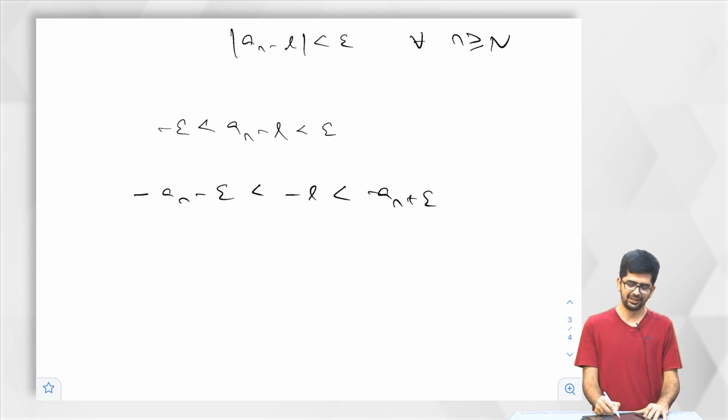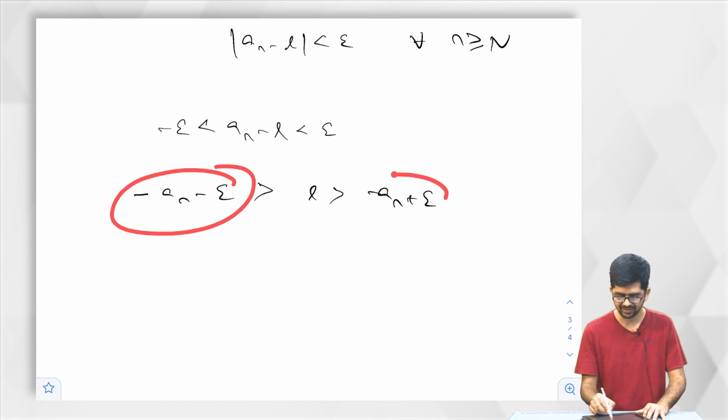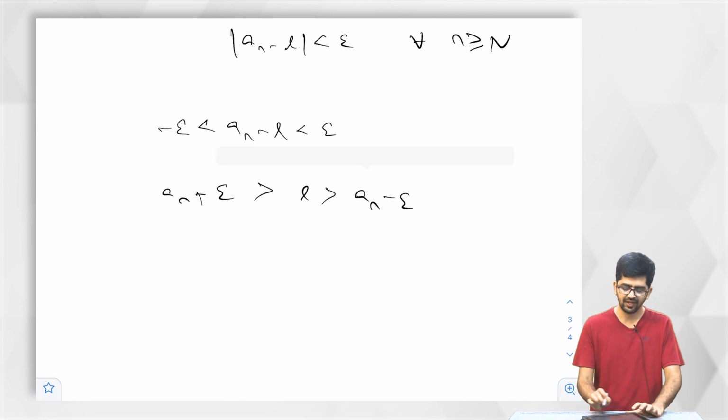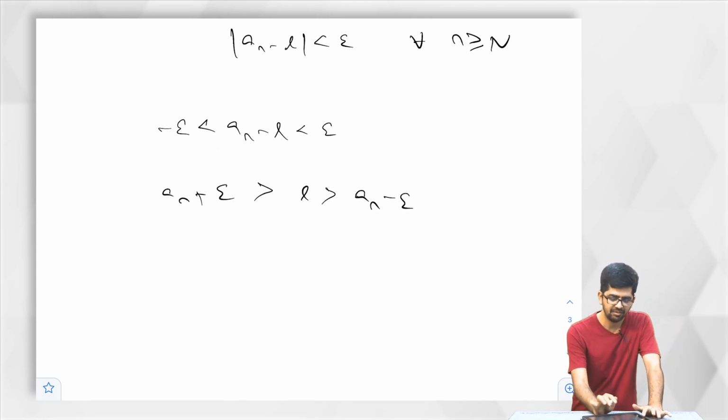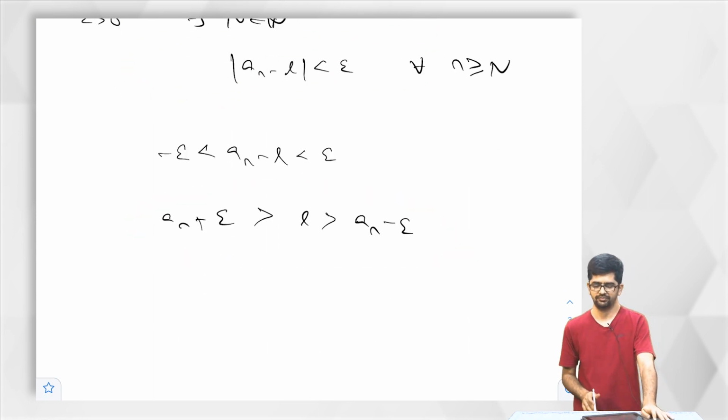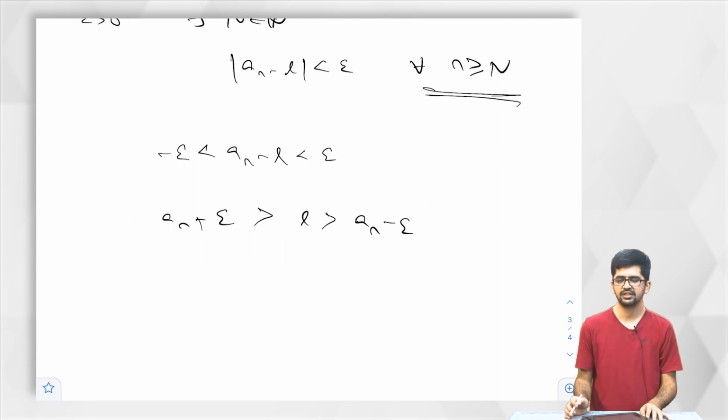Because we are not okay with this minus sign, we will remove this minus sign. So the inequality will change, this will be greater than, and I need to add one minus here and a minus here. If I add a minus here, this is gone, this becomes plus, this is gone and this becomes minus. So now what do we have? If L is a limit of this sequence, L should be in this. This is true again for all n greater than or equal to N.